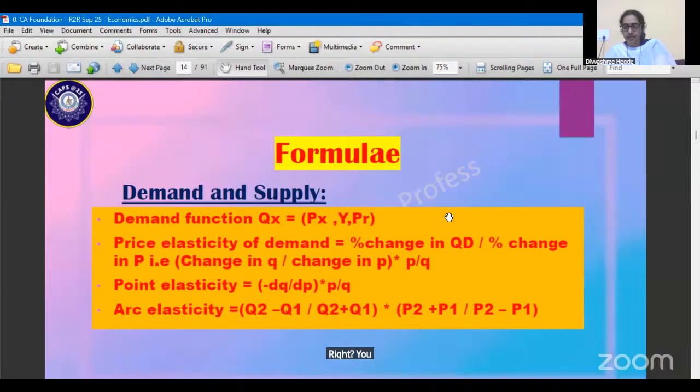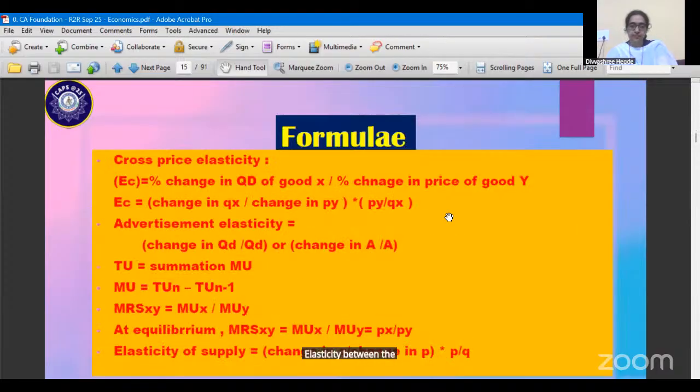where you try to know the elasticity between the 2 points. Cross elasticity and advertisement elasticity. Cross elasticity is delta Qx divided by delta Py into Py by Qx. Advertisement elasticity is delta Qx divided by delta Pa into Pa by Qx. Then TU is the summation of MU. What is MU? TUn minus TUn minus 1.